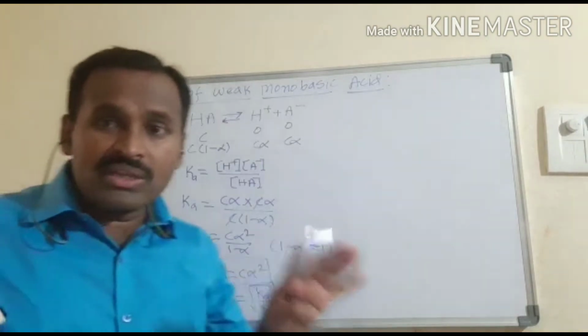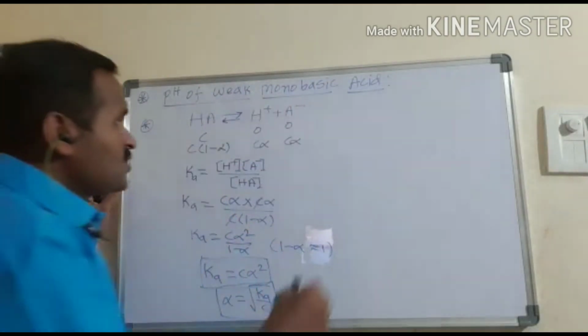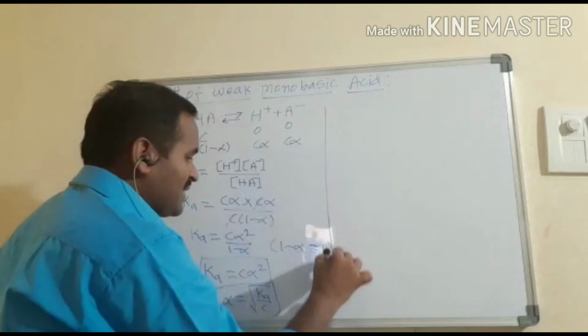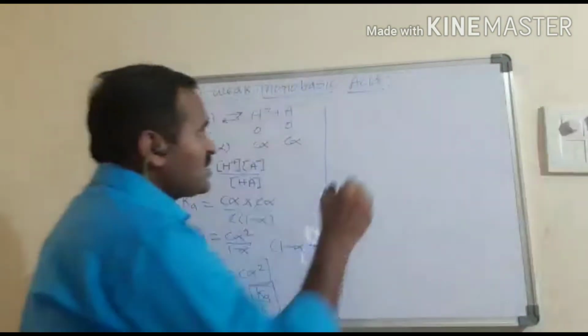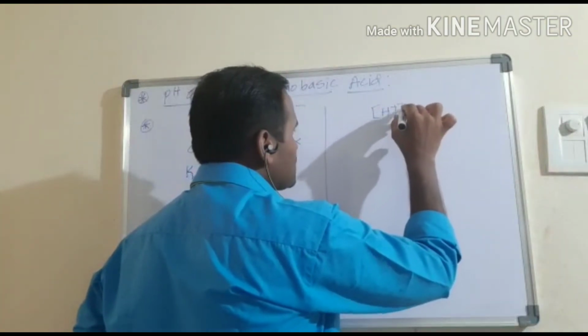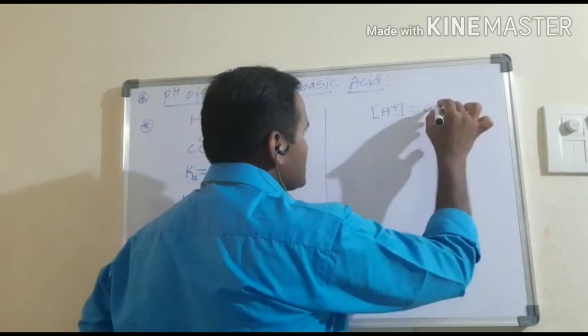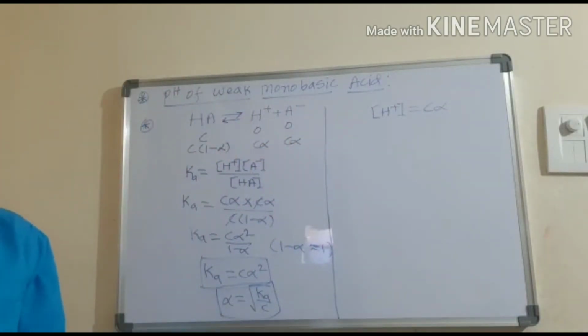But how are we going to find the pH of the weak monobasic acid? To find its pH, definitely we need the H plus ion concentration. As we know, in this expression the H plus ion concentration is equal to C alpha. From this, the H plus ion concentration is equal to C alpha.